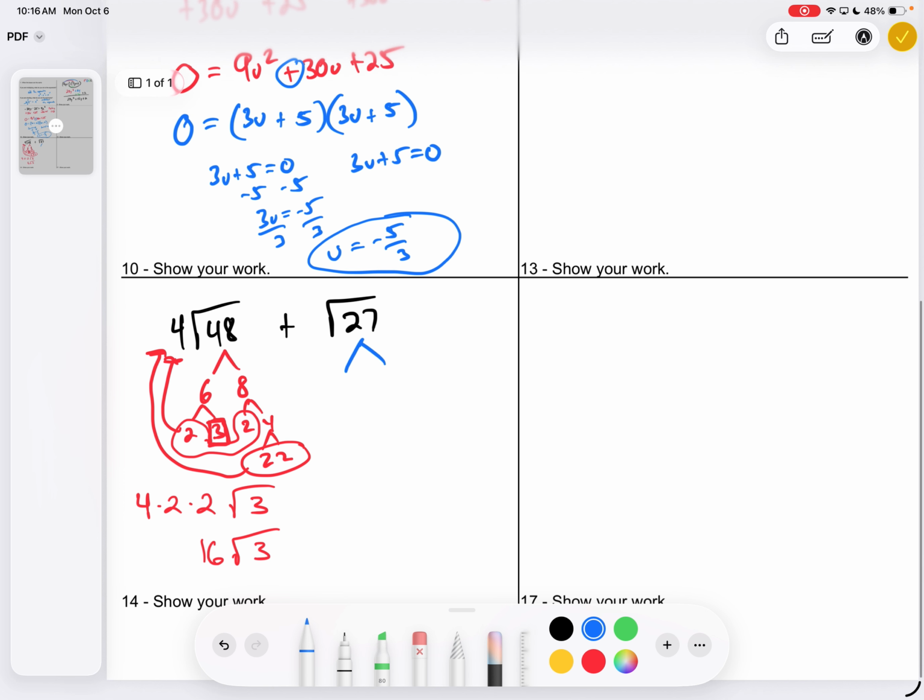Oh, my goodness. Okay. So 27 would be 3 and 9 and 3 and 3. So the 3 comes out. I guess I can write that here. And this 3 doesn't have any friends, so it stays in. So when I go to add these, now they are the same. I have 16 of them plus 3 of them, so I have 19 of them.